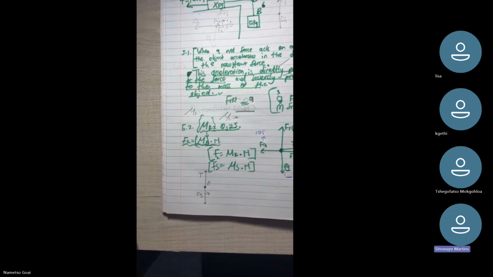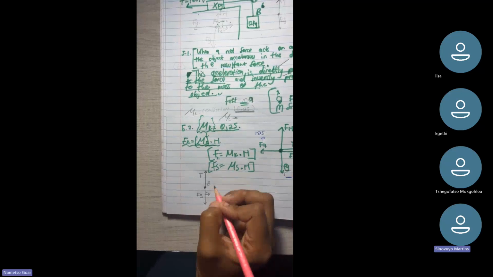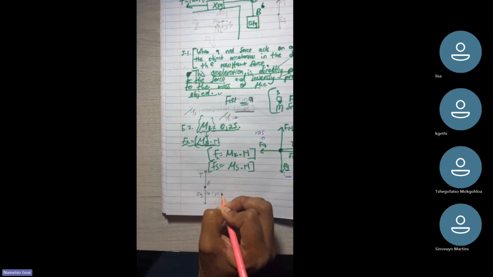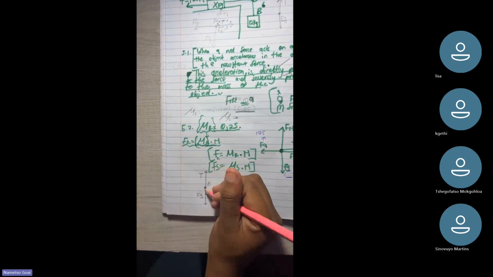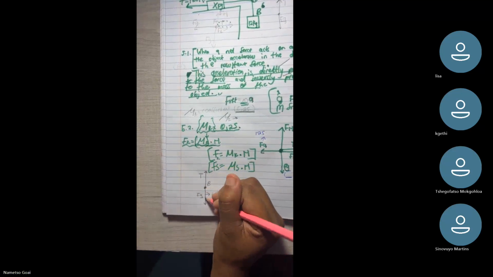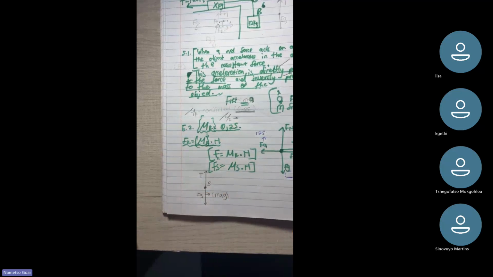It is gravitational mass times gravity. Yes, it will be mass times gravity, right? And we know that tension is acting in the upward direction, and FG is acting in the downward direction, right, guys?